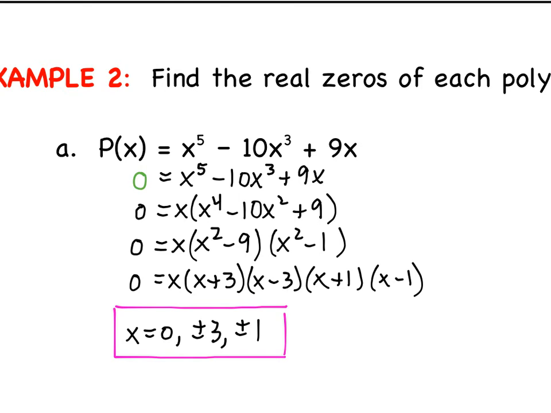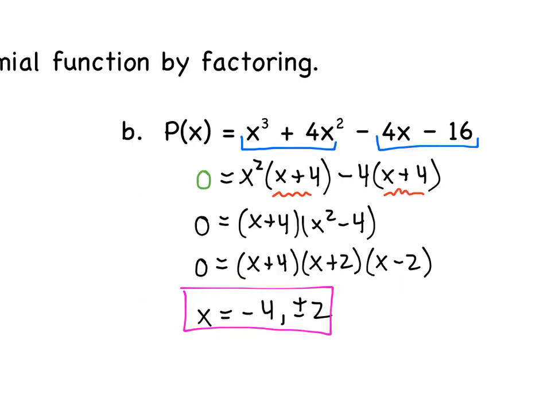I want you to go ahead and try B on your own. Pause the video and then check back to see how you did. Okay, how'd you do? One thing to note, again, your degree is 3, so you should have 3 zeros in the end. I factored by grouping. I set it equal to 0, taking out the GCF of my first group and the GCF of my second group, so it's not quite fully factored, but it's the next step. Now x squared minus 4 factors further, and setting each of those factors equal to 0 allows me to get 3 zeros of -4, +2, and -2.